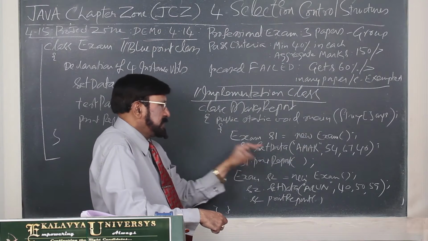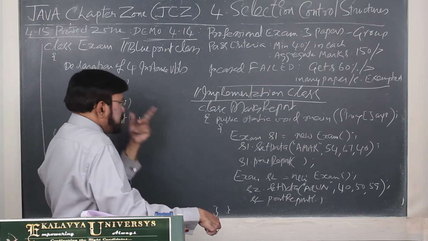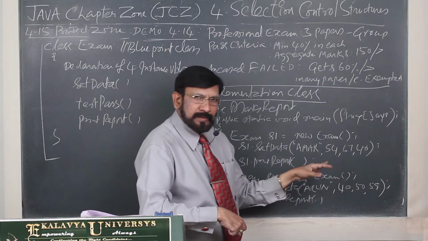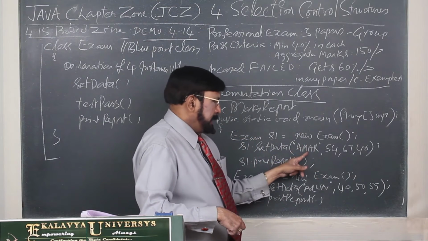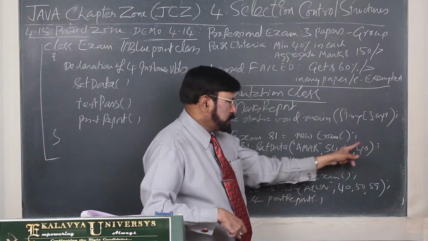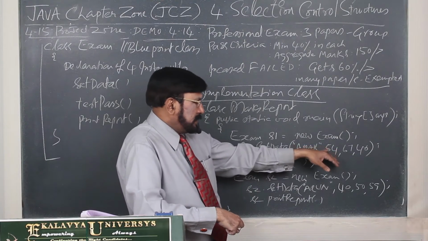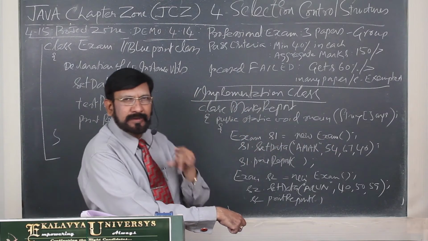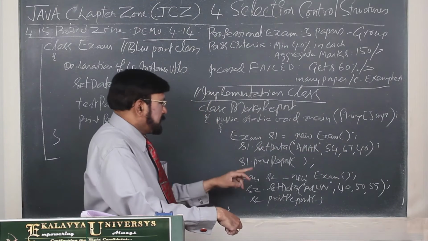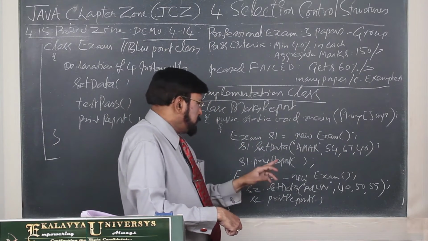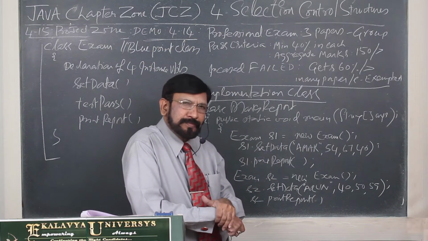Thereafter S1 set data. Now in the same order in which you have given in set data, the arguments should be given in the same order. Name, marks 1, marks 2, marks 3, that you have given. And then these are passed to the set data method. In turn instance variables are initialized. Thereafter pass report, this is print report, S1 dot print report, then the marks report is printed.